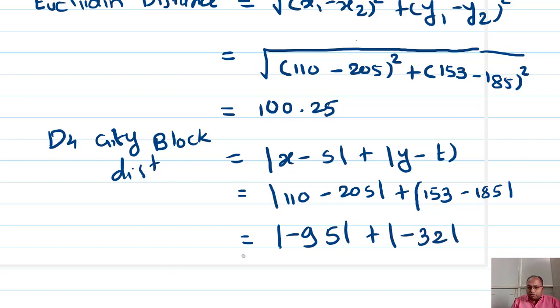Is that fine? Once we are taking the mod, the minus sign will be converted to plus. So we are not going to consider the minus sign. Therefore, what can be the value? 95 plus 32. How much will it be? It is 127.